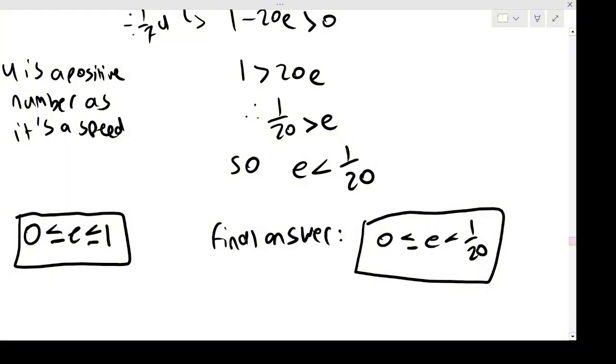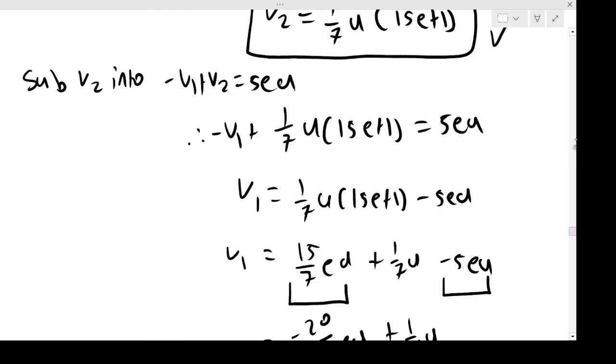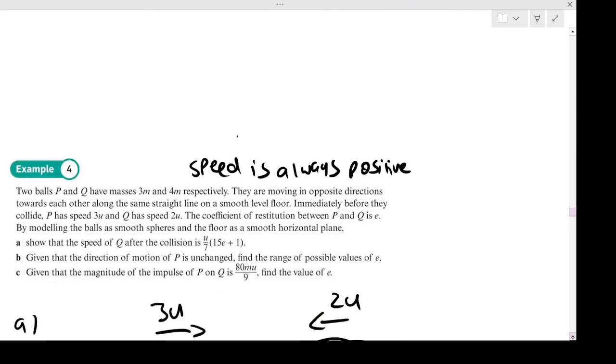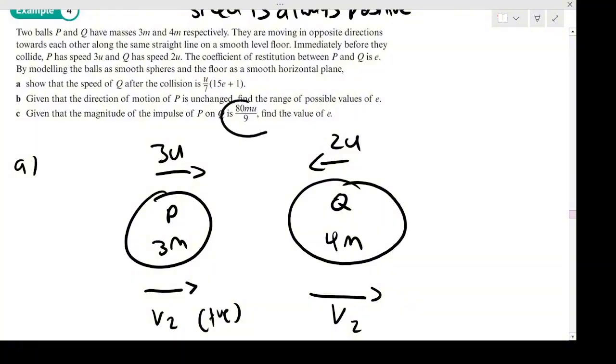Okay, hopefully you're happy with that. Now part C is again asking for impulse. So we're told the impulse is 10 mu over 9. Now we can find the value of E. Again, impulses. So first, if P is going to push into Q like this, Q will have an impulse here. Likewise, Q will push into P, so P will have an impulse here. Okay, hope you're happy with that. Again, pretty standard. The impulses will act like this.